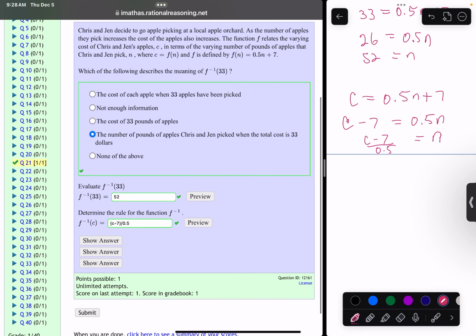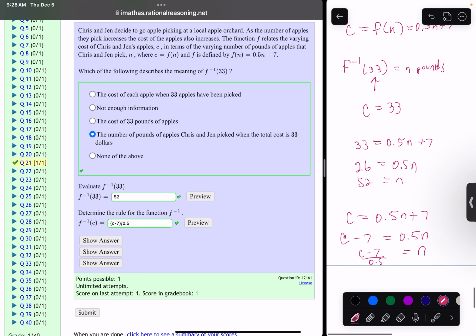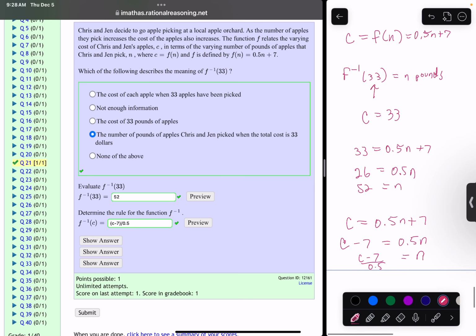And then we'll look at that. So that's all they're looking for in 21. Do you understand that inverse notation? And if you understand that, you're good to go. Okay, let's take a look at 22.